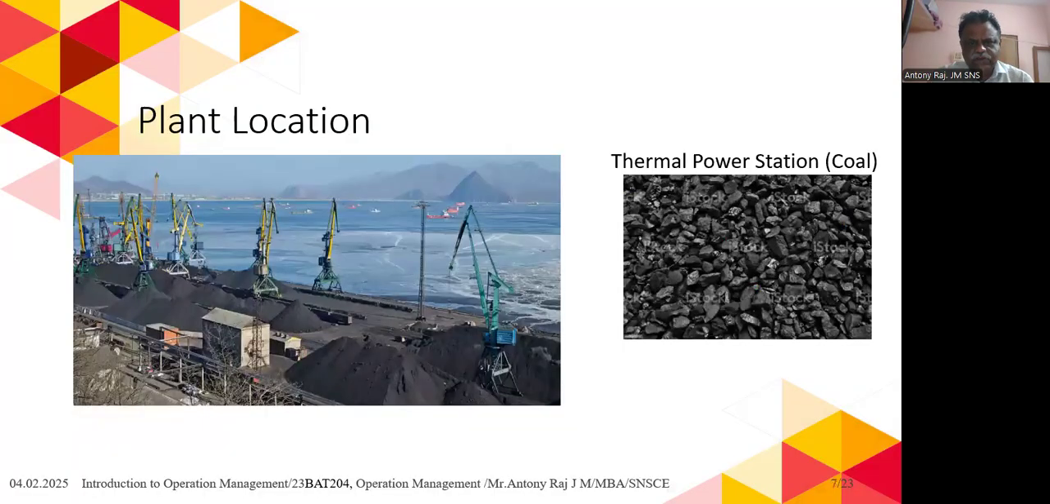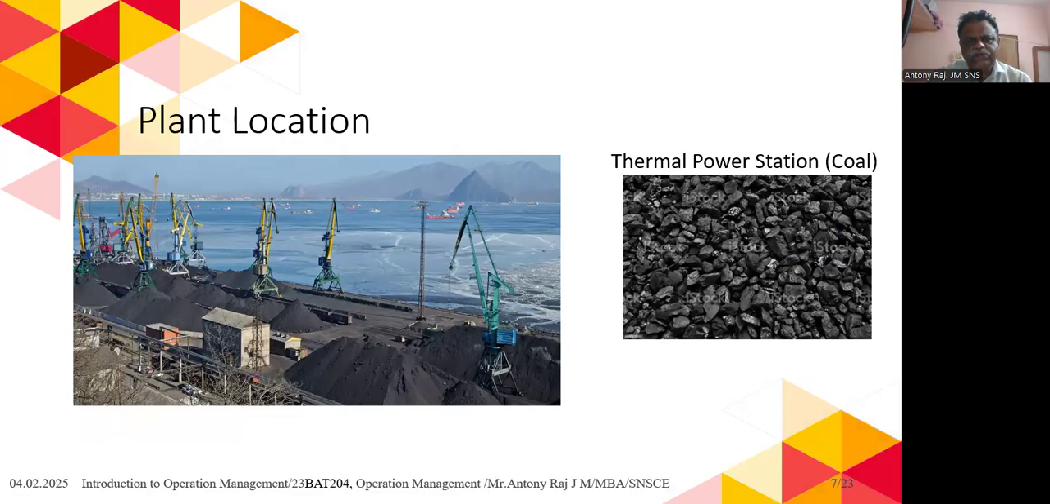And the plant location is also very important. See, the location of the plant is very important, especially for power intensive industries and energy based industries, for example, steel industry, cement industry. The location of the plant is very critical because we need to be as close to the raw materials as possible, because then the logistics comes into play, and the logistics cost is also going to come into play.